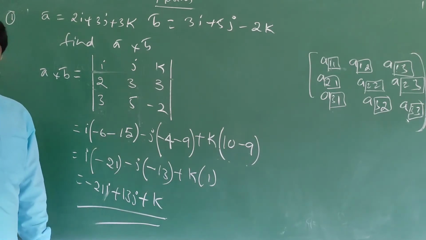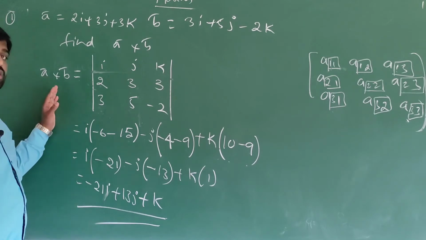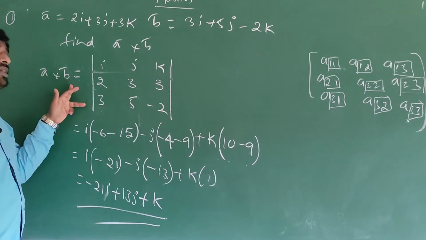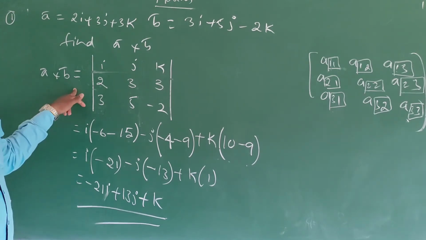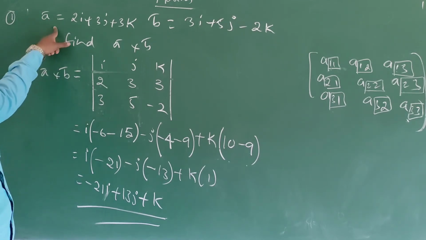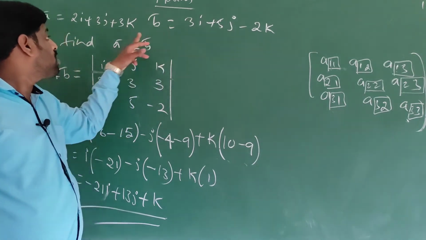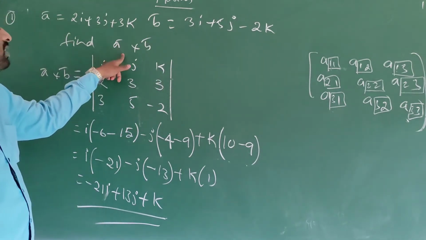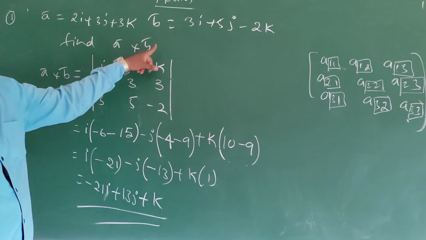This is A bar cross B bar. Okay, I think all of you are clear. So already I told in the previous session, A bar cross B bar is a what? Vector. A bar dot B bar is a what? Scalar. Here A bar is given, B bar is given. We have to find A bar cross B bar.